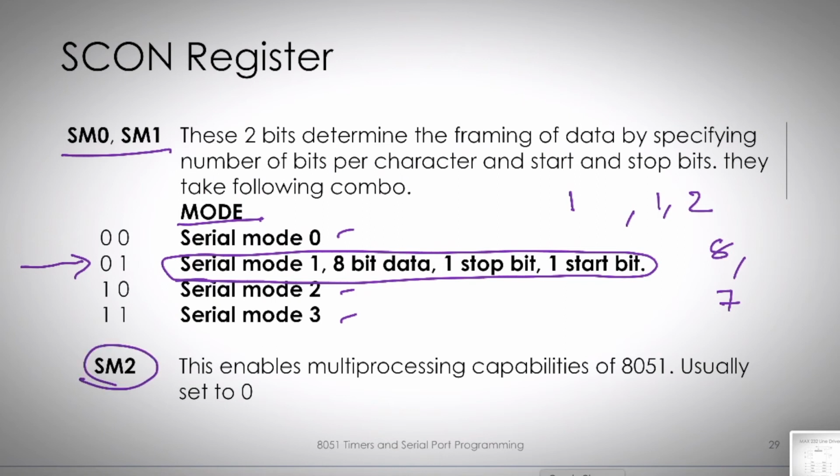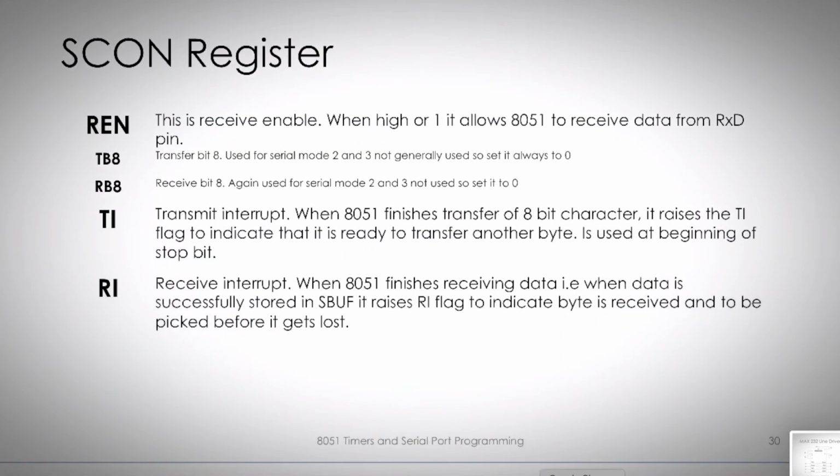The SM2 bit is used for multiprocessor communication, and we have a receive enable. When it is high, it allows the 8051 to receive the data from the RxD pin. And we have another 2 bits. As I said, transfer bit 8 and receive bit 8 are also not widely used, generally for when we have either 8-bit data or 9-bit data. In such cases, that extra bit to be transmitted will be stored in this particular position, because normal data size is only 8 bits.